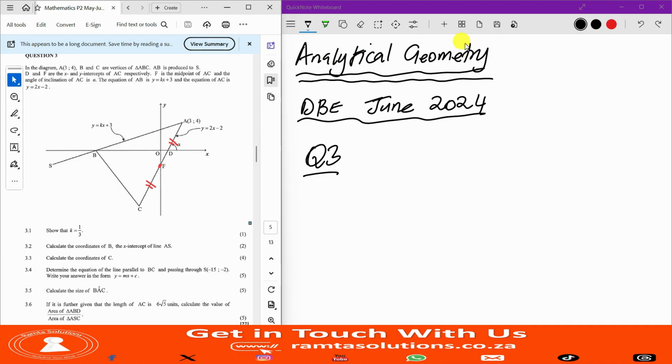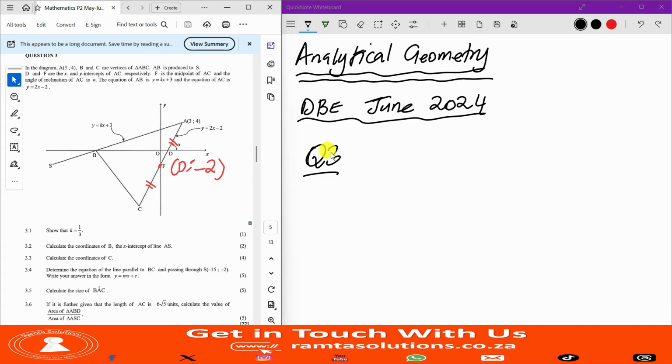Now, as we proceed, what else do we need to highlight? While we are on it, we can also highlight the fact that F will be (0; -2). F is (0; -2). This pen doesn't want to write, but it's okay. Now we are good.